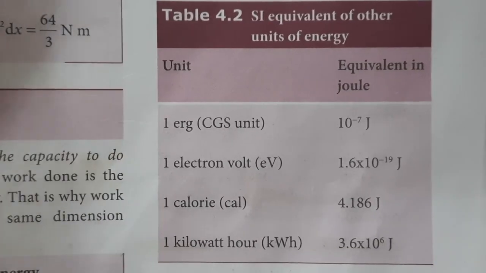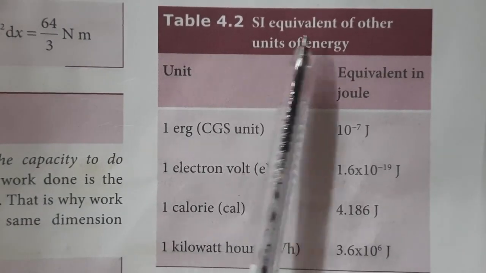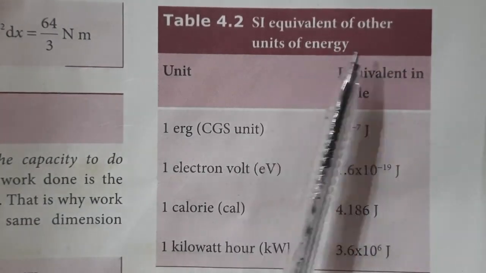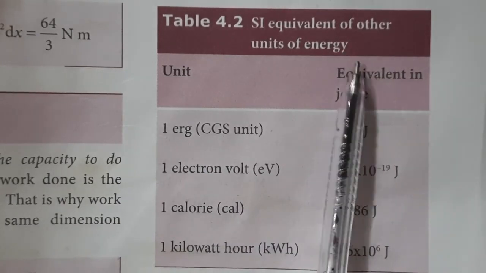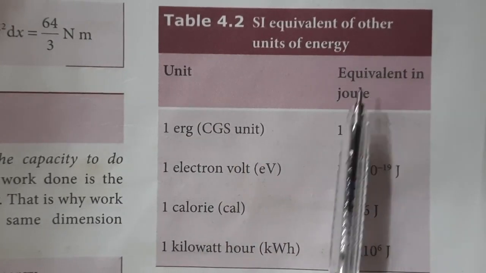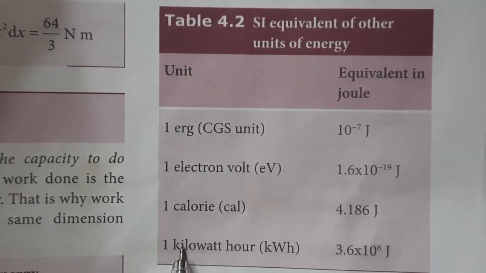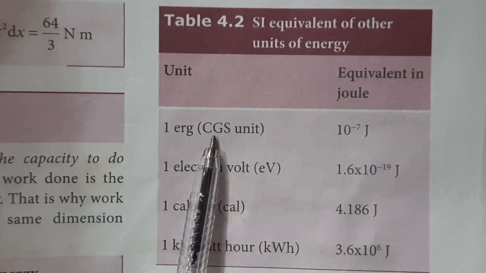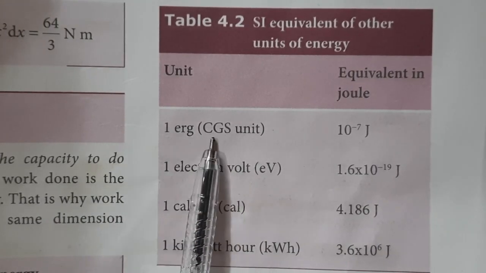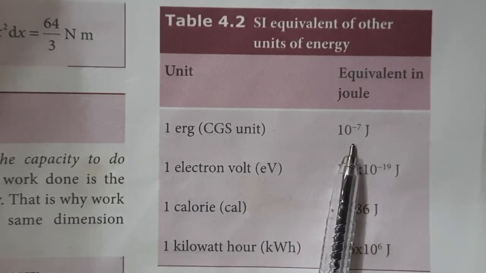In your book, page 173, table 4.2, SI equivalents of other units of energy are given. Unit and equivalent in joule. So these are the other units of energy. 1 erg, that is a CGS unit, Gaussian system of units, is equal to 10 power minus 7 joule.